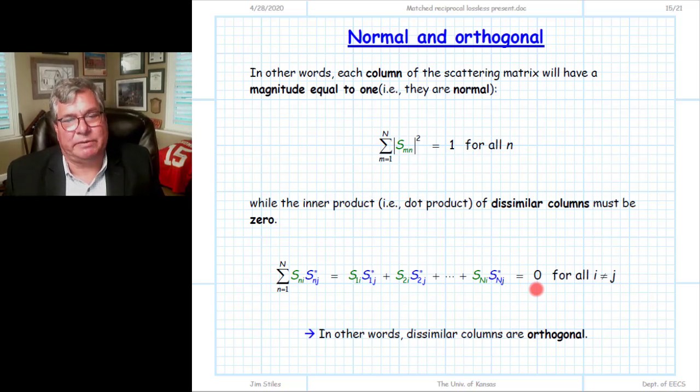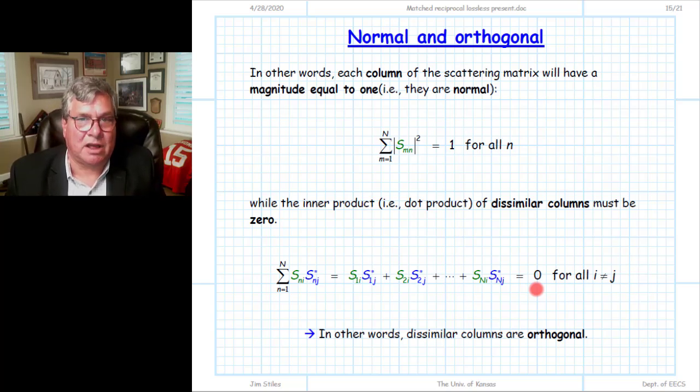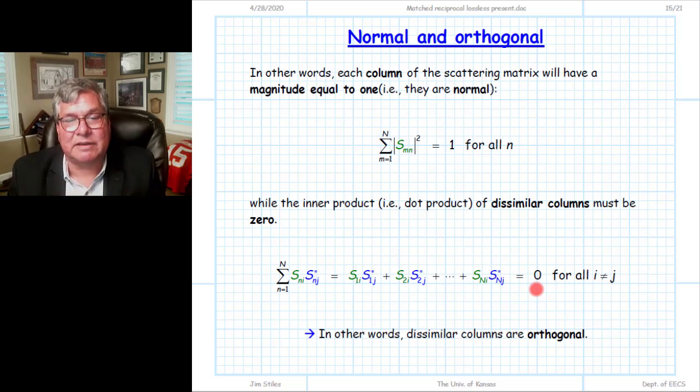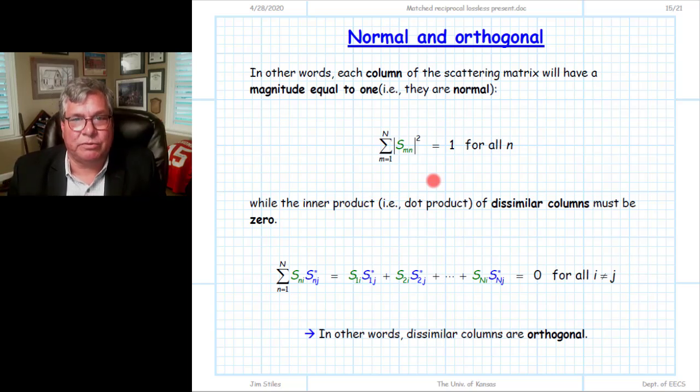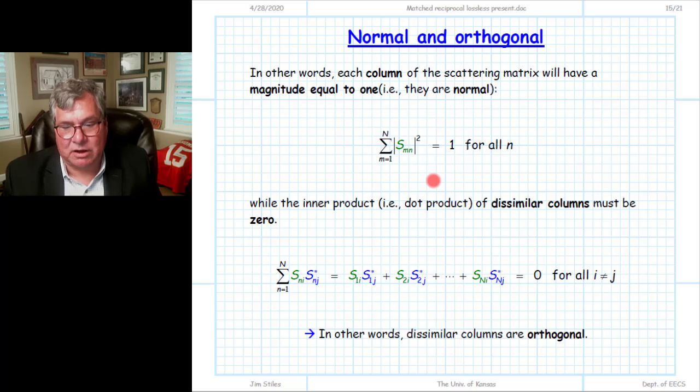If any two vectors that we grab, and these are column vectors in the scattering matrix, are orthogonal to each other, then we say they are mutually orthogonal. Every vector is mutually orthogonal to every other vector. In addition, if each of those column vectors of the scattering matrix is normalized, with a magnitude of 1, then we say that set is orthonormal. Normal means the magnitude of each is 1, and orthogonal means that the inner product of each pair is 0.